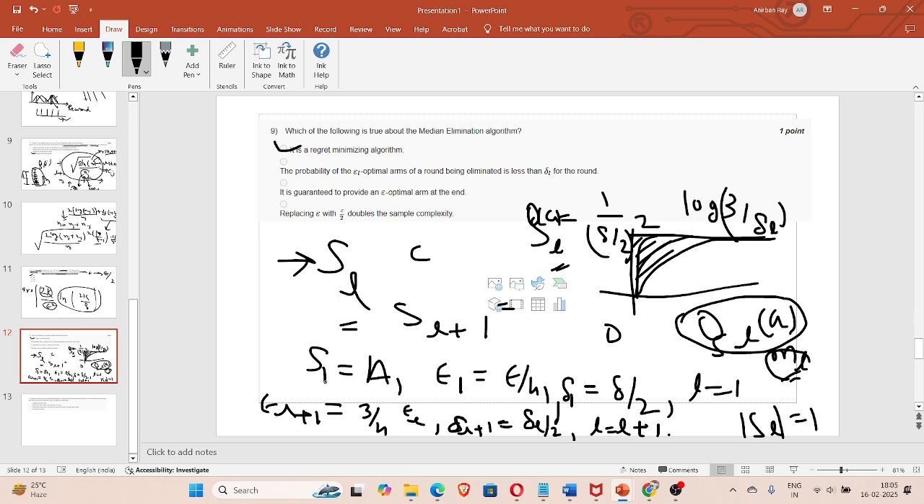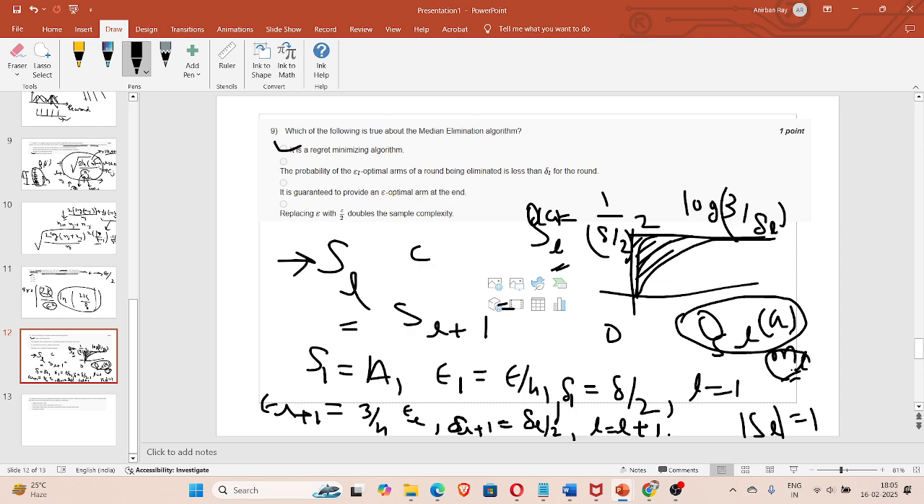S, as I said, is the repository of all the arms. So what does cardinality mean? The number of arms there are is represented by this, that is equal to 1. So this is the median elimination algorithm, and this is the situation we have.